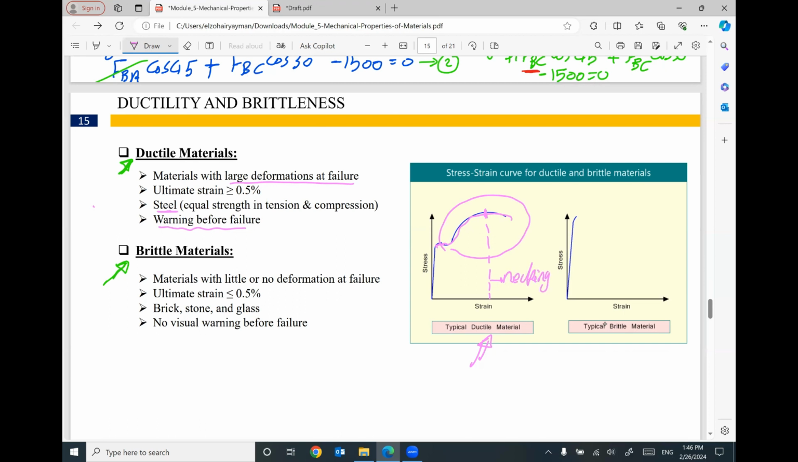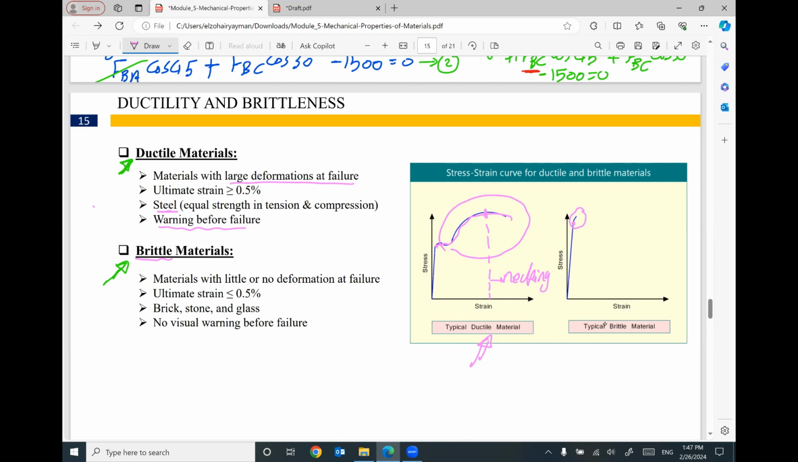The cross section will be reduced at a local position. This necking in the cross section will give you indication that failure is coming. So we have warning. However, for brittle material, after you finish up the linear relationship and start the plastic deformation, failure suddenly will happen without large deformation, just a little bit.